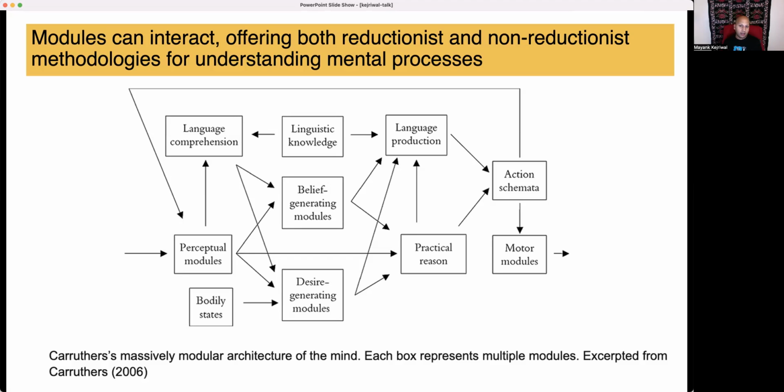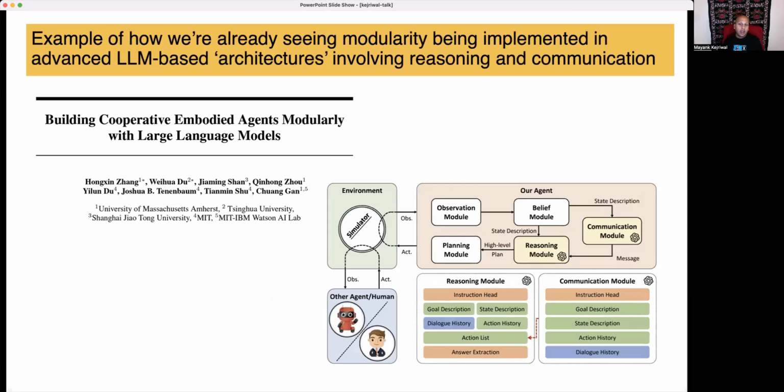Because how do we study this interaction if we just take a reductionist approach? So I think that's quite exciting in a way, and there are new tools for doing that. And interestingly, in LLMs, we are starting to see this direction take hold as well. So we're already seeing modularity being implemented in advanced LLM-based architectures involving reasoning and communication.